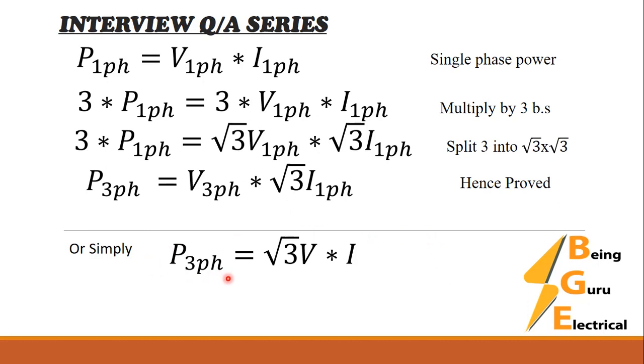Now simply we have this formula, so multiply under root 3 by 220 and you will get 415 volt. So this is the reason why we have 3 phase 415 volt and not 660 volt. Now moving to the next question.